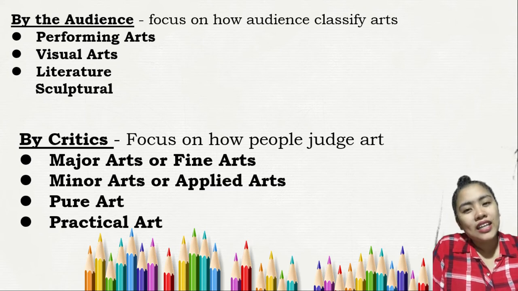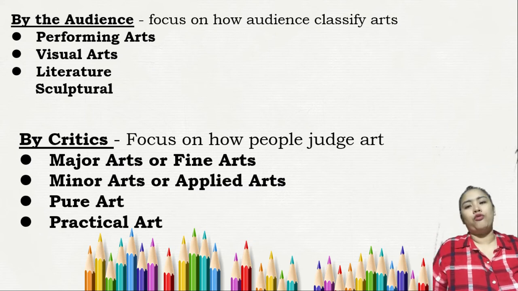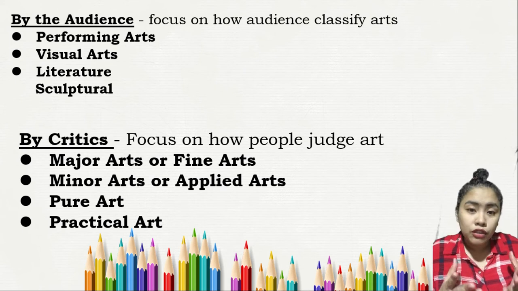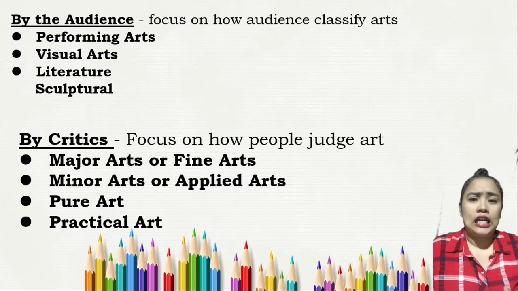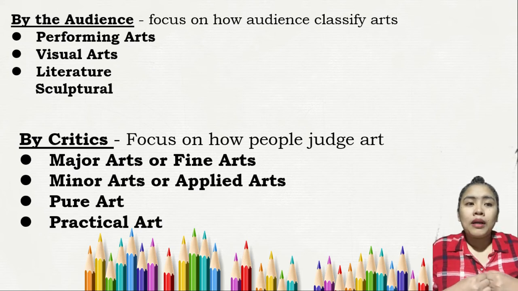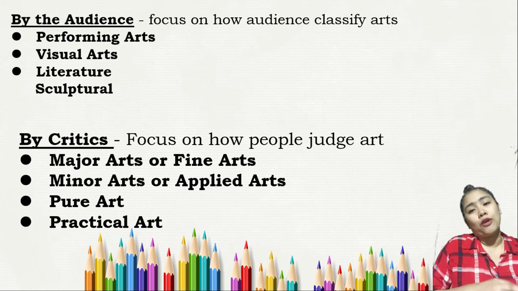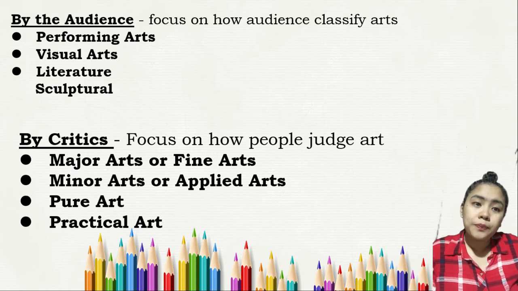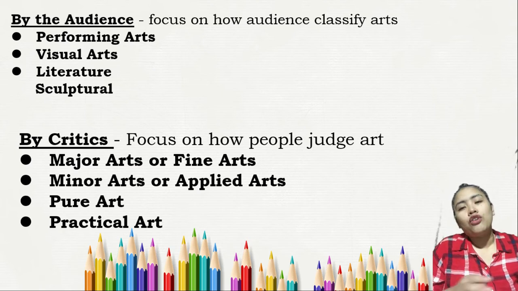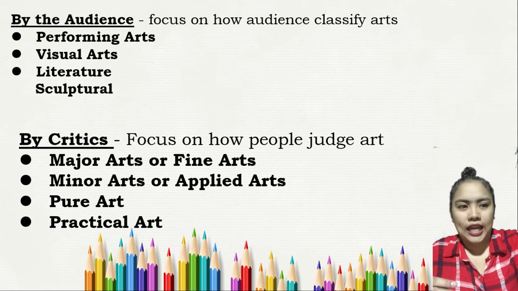As a student, you can also critique artwork. For example, with minor or applied arts, when you are buying furniture for your future house, you are criticizing the build of the furniture: how it was made and what materials were used. So we criticize the product. With fine arts, when you become a critic of a painting or a performing art, you criticize how it works, how it was made, and what elements and principles of art were used. That is what by critic means.